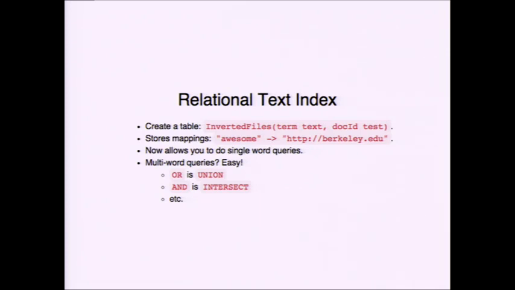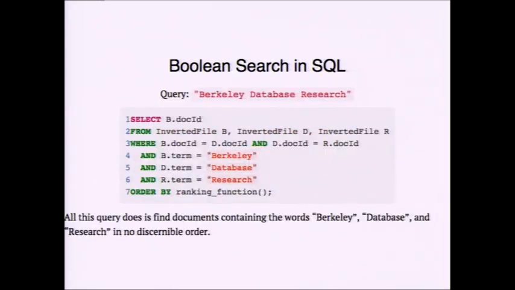So that's pretty straightforward. If you want to do multi-word queries, then you can union multiple single-word queries, right? So if you want Berkeley and computer science, then you'd search for Berkeley, you'd search for CS, and you take the union of those. If you want both, then you take the intersection, and so on and so forth. So here's an example, Boolean search in SQL. It's pretty straightforward. It's going to look like this. Any questions about this? Cool.